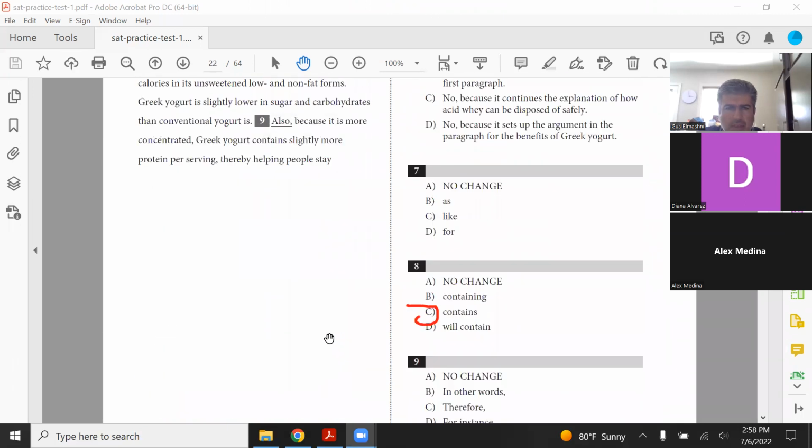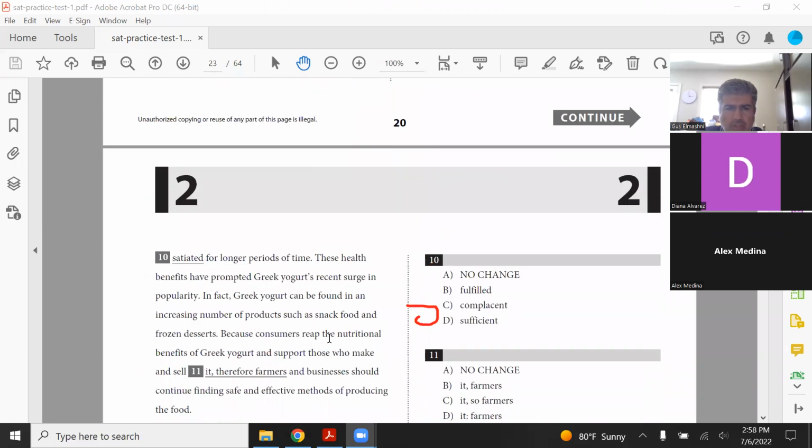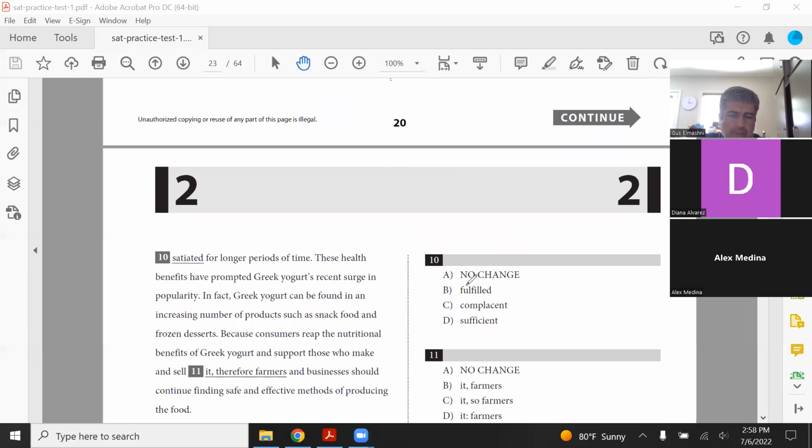"Because it's more concentrated, Greek yogurt contains slightly more protein per serving, thereby helping people stay satiated for longer periods of time." So if you think about it, protein kind of makes you feel full. But I won't say fulfilled. Fulfilled is more like you're satisfying some sort of desire you had, like fulfill your wishes. Complacent means satisfied again, but more like you're satisfied with the way things are, maybe you're complacent with your job, complacent with your living situation. And sufficient doesn't make any sense either. Satiated does mean to be satisfied by food, to be filled up. So a little tricky, a little bit of vocab there.